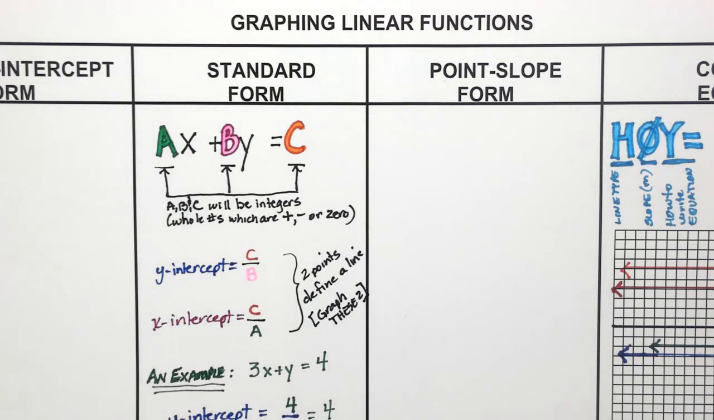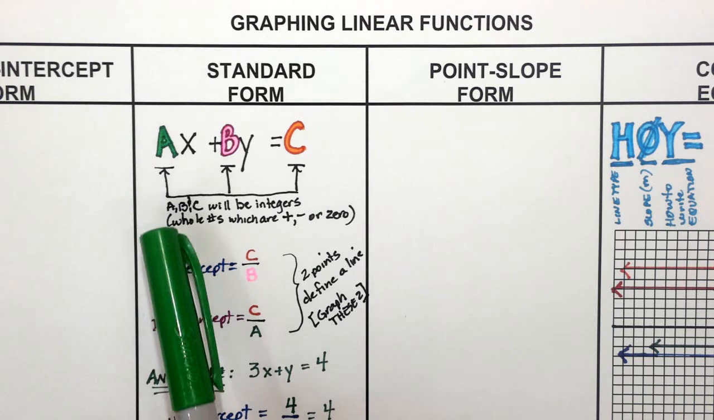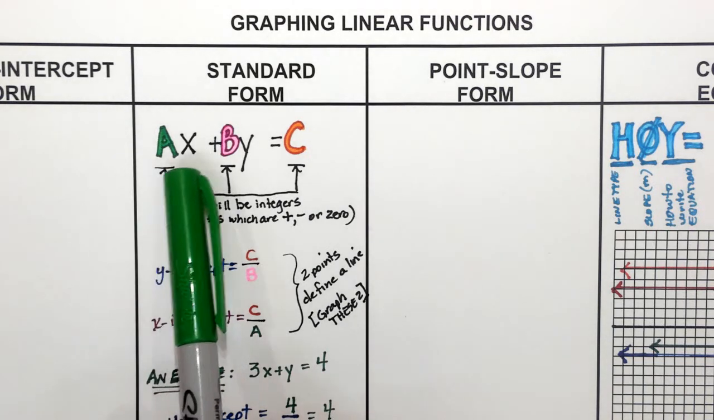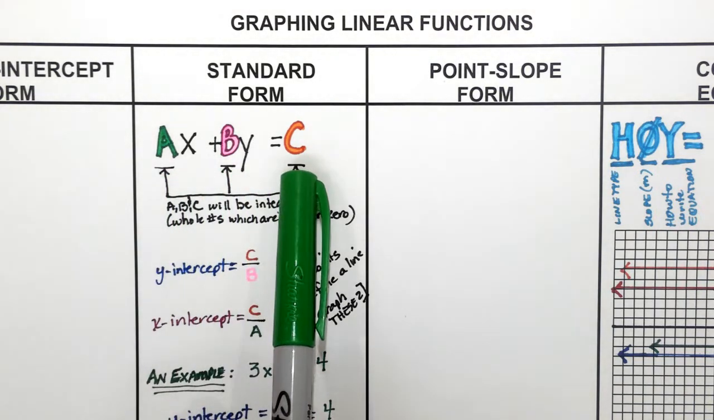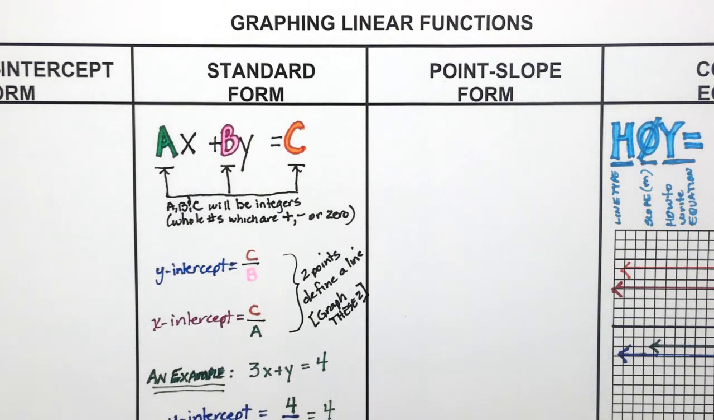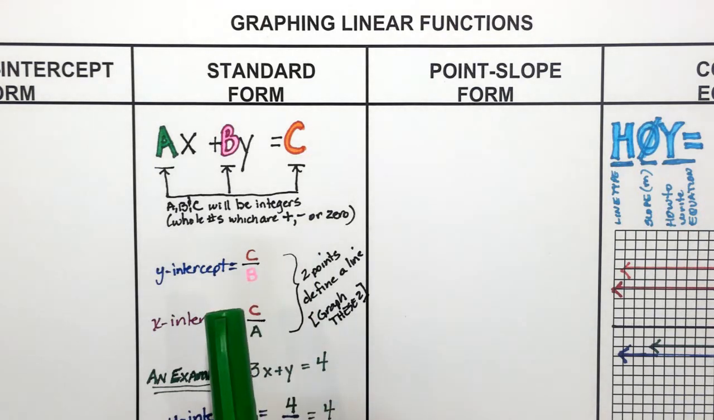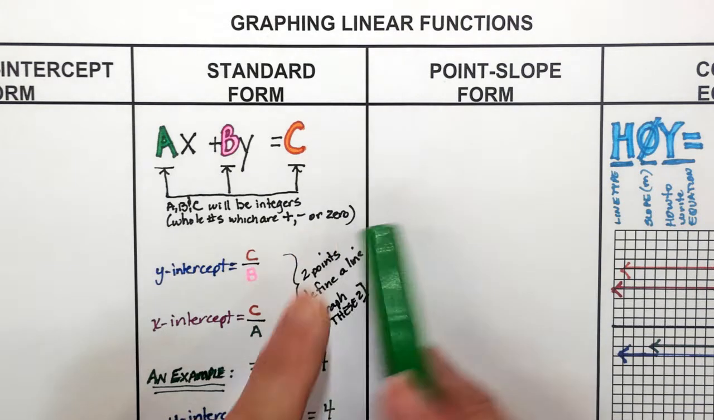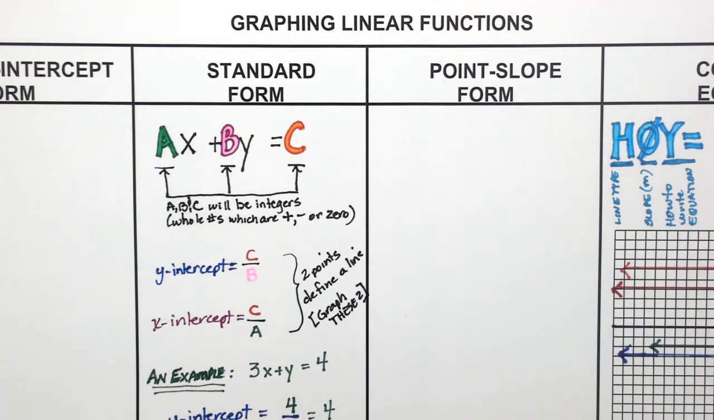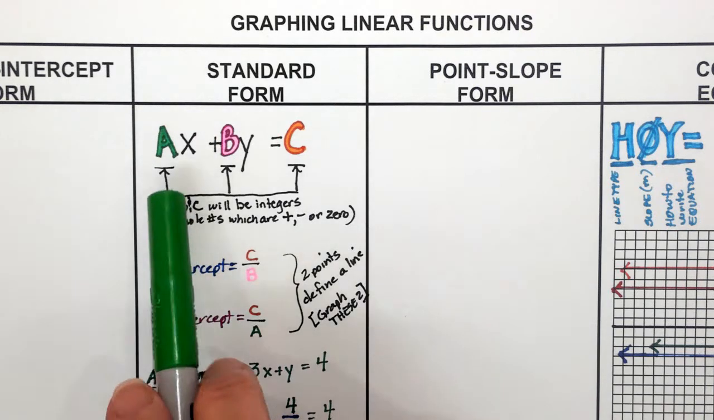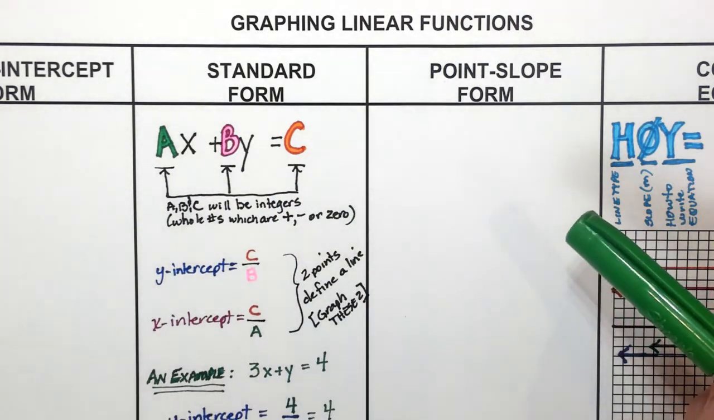It's a rather simple process, but first let's discuss the elements in the equation. AX plus BY equals C represents how every standard equation is written. The A, B, and C will be integers, which are whole numbers. They can be positive or negative. If it's actually a zero value, then in the equation there would be no Y if B was zero. There would be no X if A was zero. But just so you're knowing what standard form looks like.